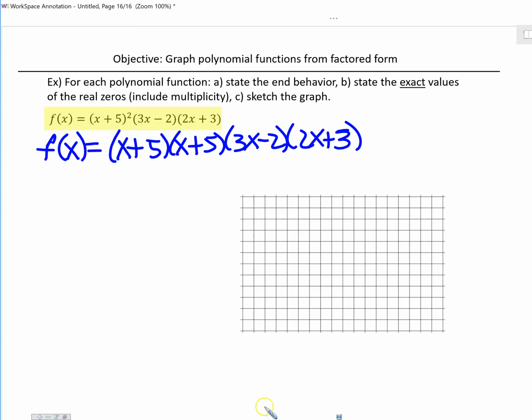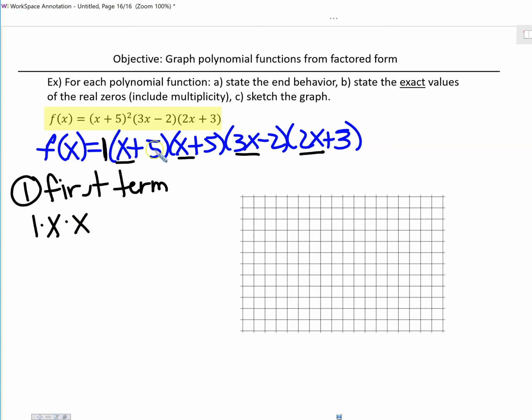So that first term that we need to help figure out our end behavior, our monomial factor is just a 1, so I can use it if I want to, but don't have to because anything times 1 is itself. And then we have an x, a 3x, and a 2x. We multiply all those together. So we have the 1 times x again. So that's why that x plus 5 to the second power matters, because we need that x twice. And then we need the 3x, and then we need the 2x. And then that's going to give us 6x to the 4th power.